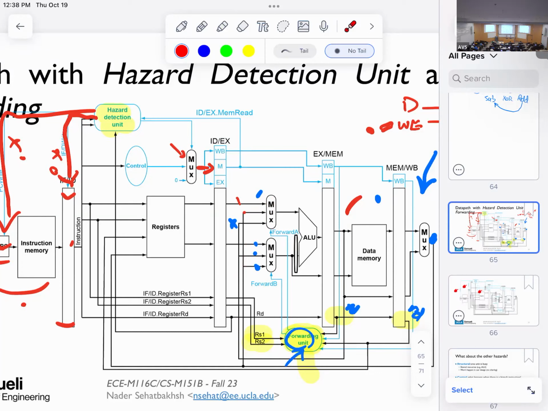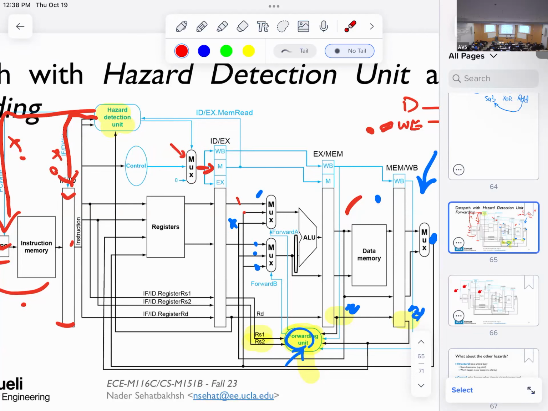The second thing that we are doing is adding this hazard detection unit in order to stall the processor. What this does is, first of all, decide whether we want to stall the processor or not. And the second thing it does is add this multiplexer that replaces all the control signals coming from the controller with all zeros. So basically, this is what we do here.